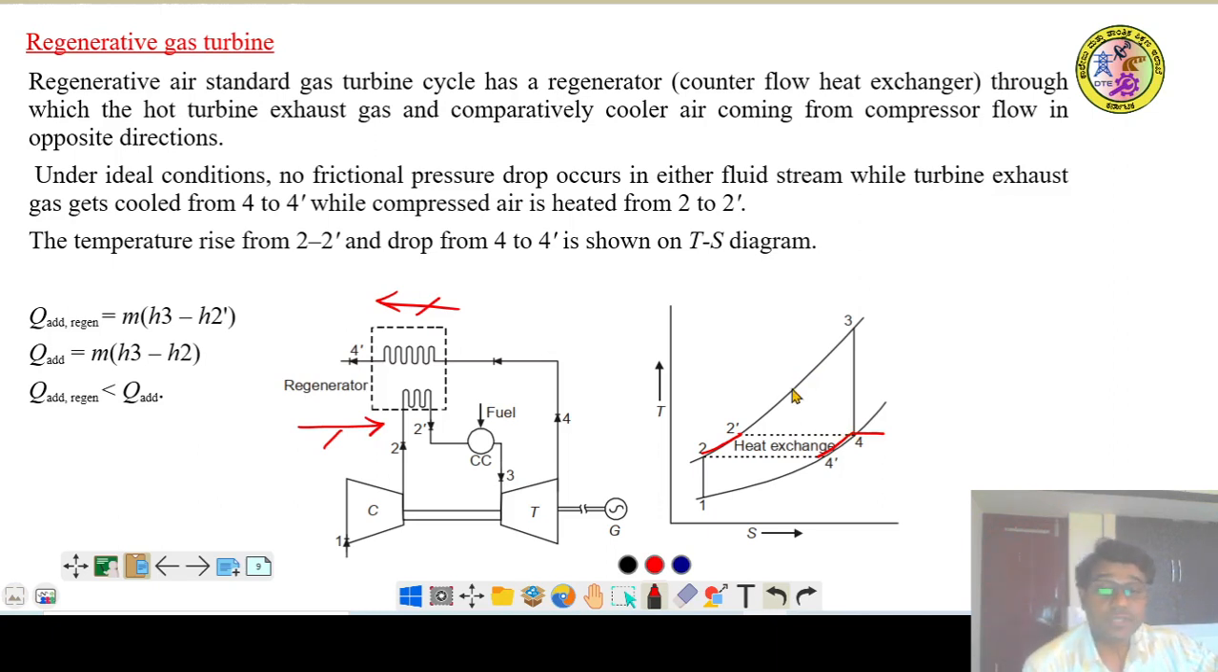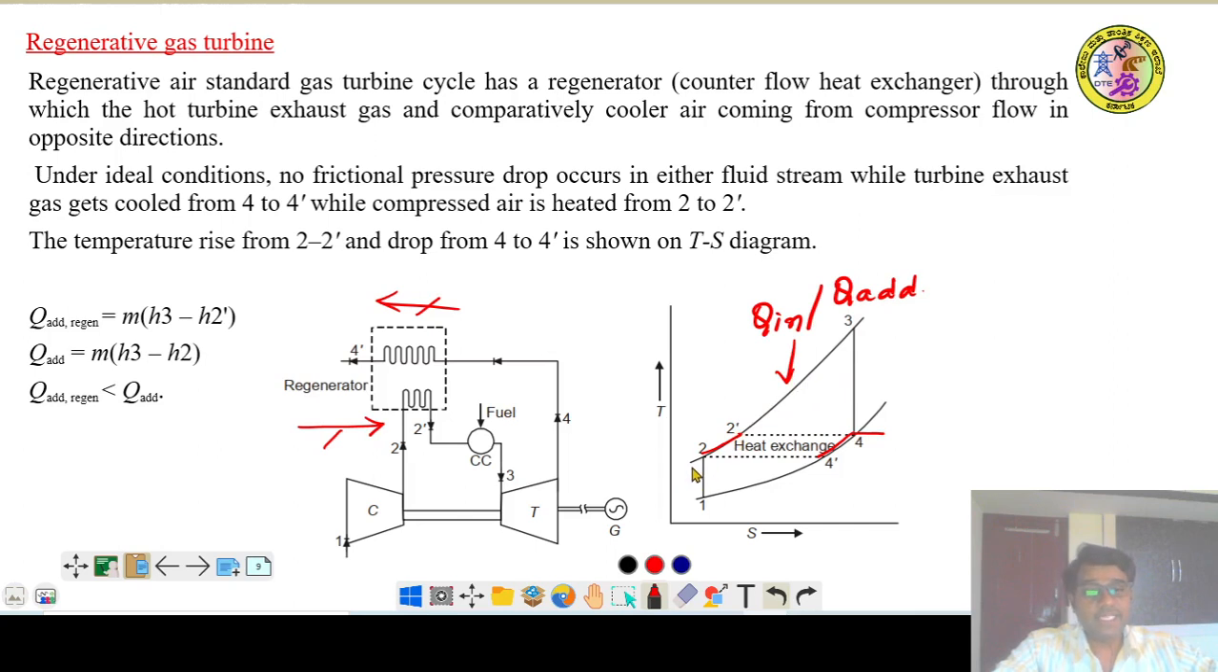Heat is added in the combustion process. That is, 2 dash to 3 is the heat addition process. In the heat addition process, Q in, or we are going to call it Q added. In the Q addition process, we are going to supply the fuel at constant pressure and the heat is going to be added.